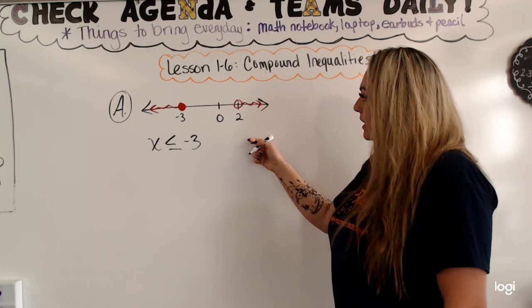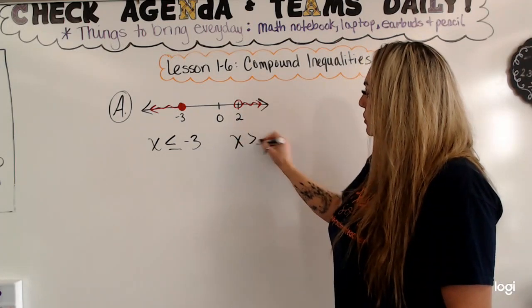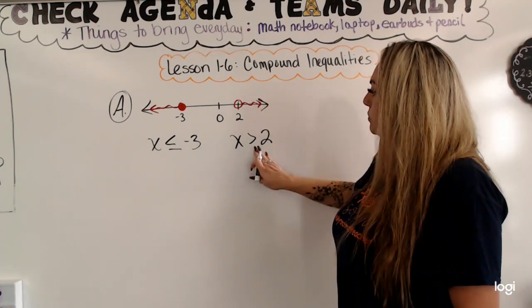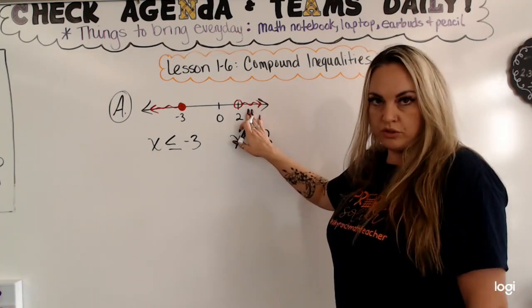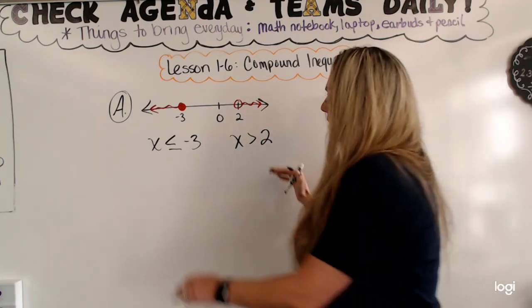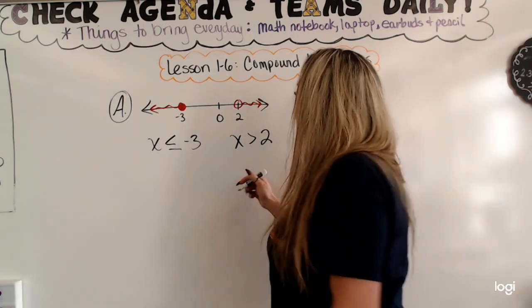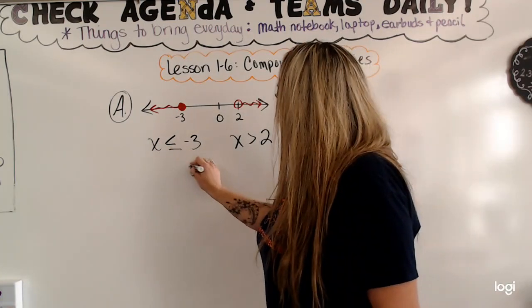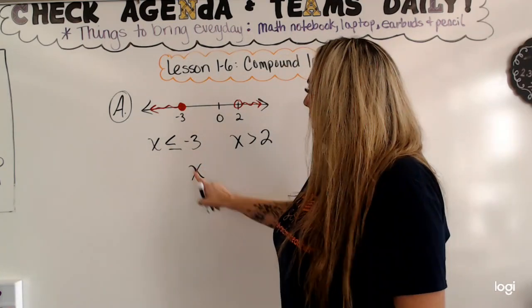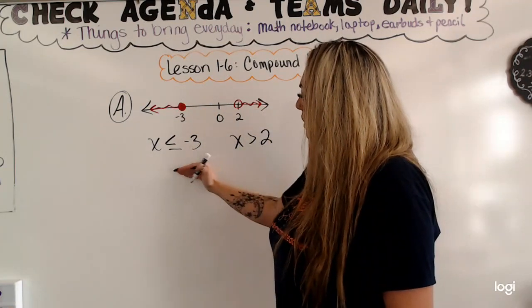On this side, we have x is greater than 2. Open circle means the solution does not include the 2, but it is just greater than. Now we need to look at how we can combine this into one number sentence. So we put our x in the middle, and we're just going to read this following the number line. We're going to go left here.